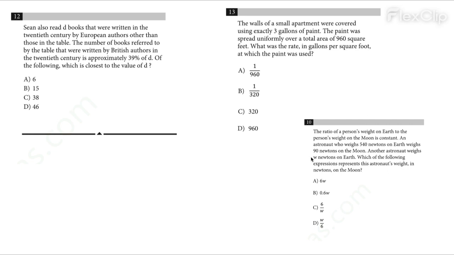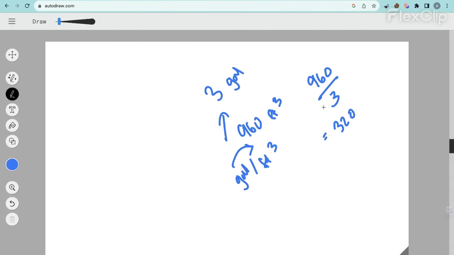All right, next. The ratio of a person's weight on Earth to a person's weight on the moon is constant. An astronaut who weighs 540 newtons on Earth weighs that amount on the moon. Another astronaut weighs W newtons on Earth. Which of the following expressions represents the astronaut's weight in newtons on the moon? So what we're going to do here is create a ratio, because that's exactly what this problem is asking us to do.